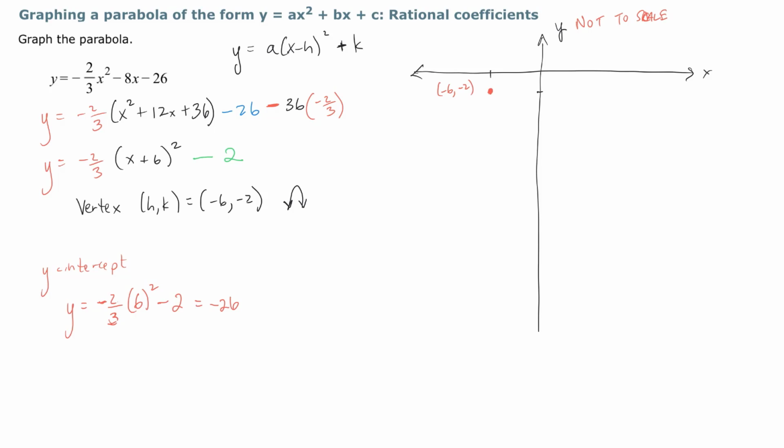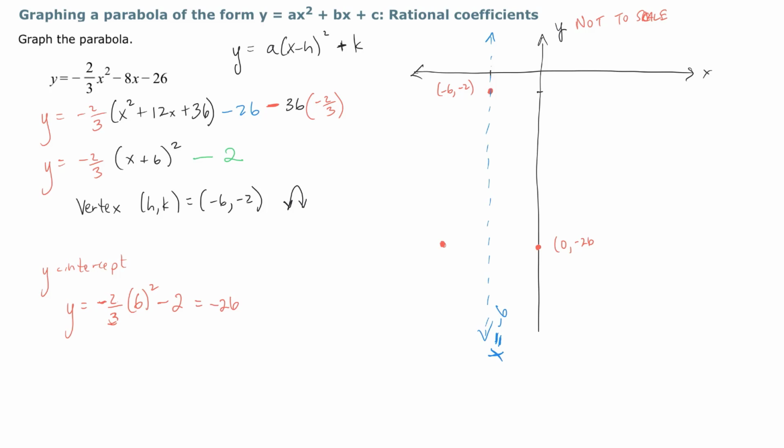We know there's a y-intercept. The y-intercept is 0, negative 26. So let's just say it's way down here. And that is about 6 units away. So there's 6 units away from the vertical direction of the vertex. So why don't we draw an axis of symmetry right there. Remember, this axis of symmetry happens to be a vertical line, and we describe vertical lines with x equals. x equals -6 is the vertical line, or the vertical axis of symmetry.